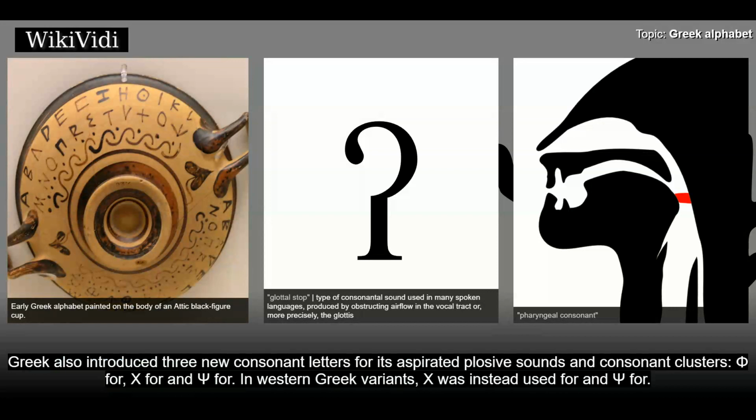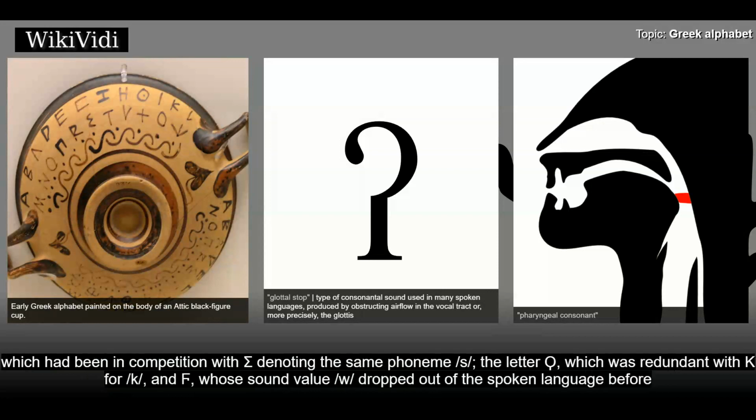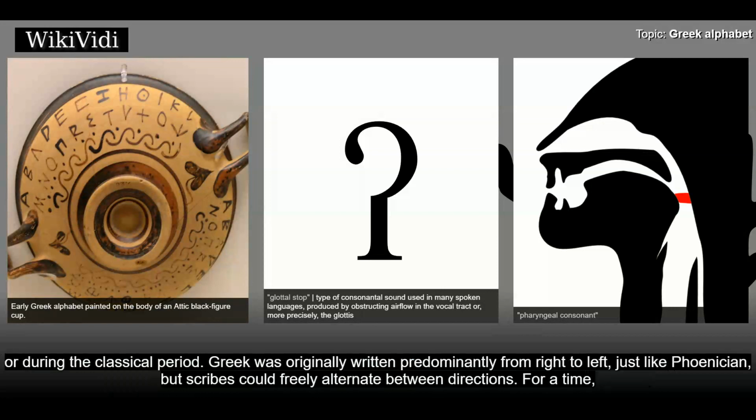Greek also introduced 3 new consonant letters for its aspirated plosive sounds and consonant clusters, phi, chi and psi. In Western Greek variants, chi was instead used for and psi. The origin of these letters is a matter of some debate. 3 of the original Phoenician letters dropped out of use before the alphabet took its classical shape, the letter, which had been in competition with sigma denoting the same phoneme /s/, the letter, which was redundant with kappa for /k/, and whose sound value /w/ dropped out of the spoken language before or during the classical period.